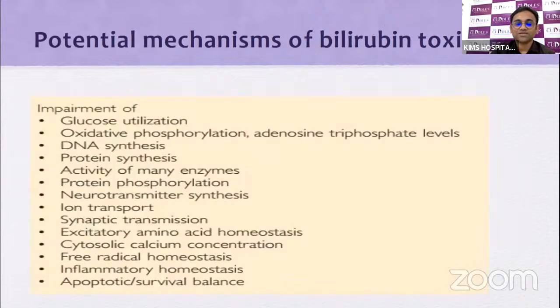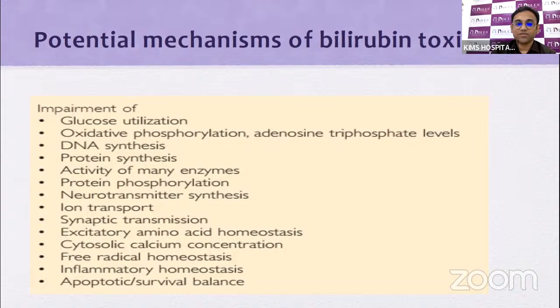There are multiple mechanisms through which the bilirubin will actually lead to damage of the brain. One, it can affect glucose utilization. It impairs oxidative phosphorylation, so it impairs the production of ATP.